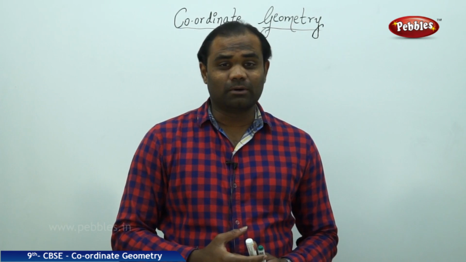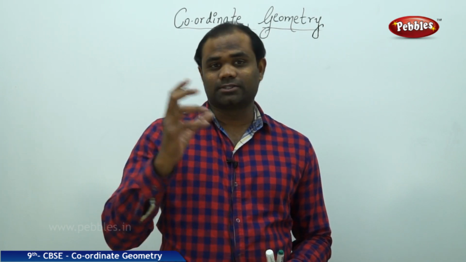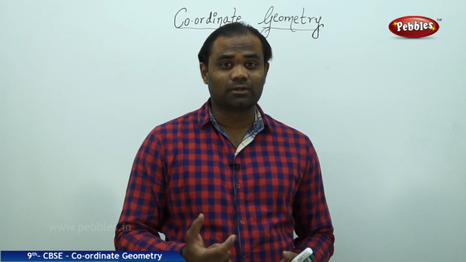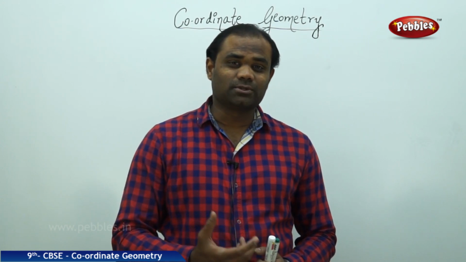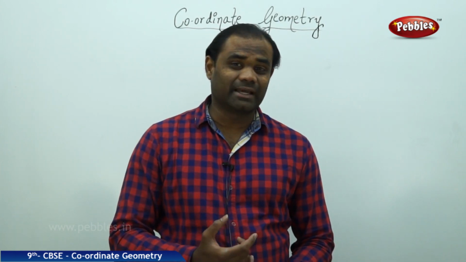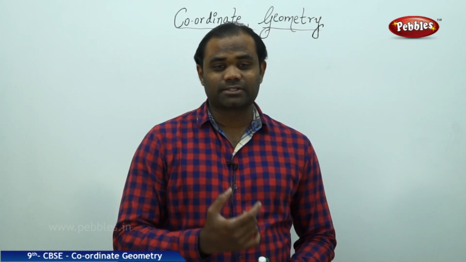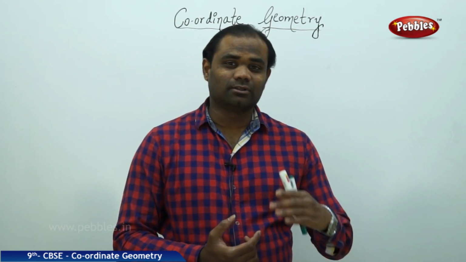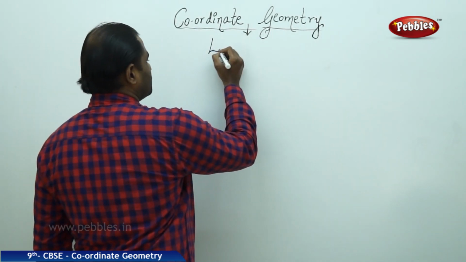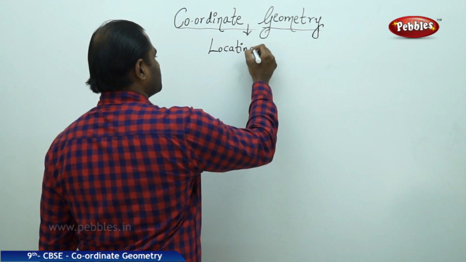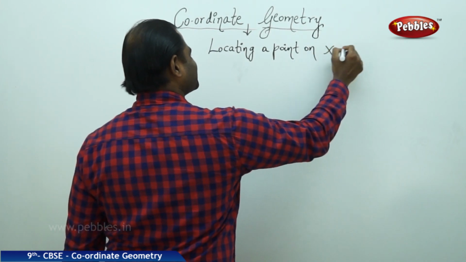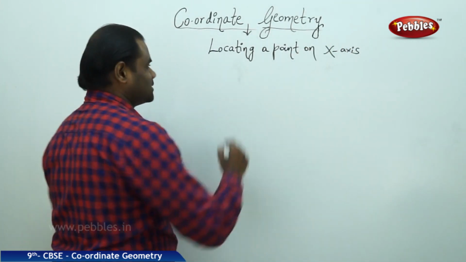Now that we have discussed locating a point in the various regions of quadrant 1, quadrant 2, quadrant 3 and quadrant 4, what would be the position if I would like to locate a point on the horizontal axis or the vertical axis itself? So today's session is about locating a point on the x-axis, the horizontal axis, initially.